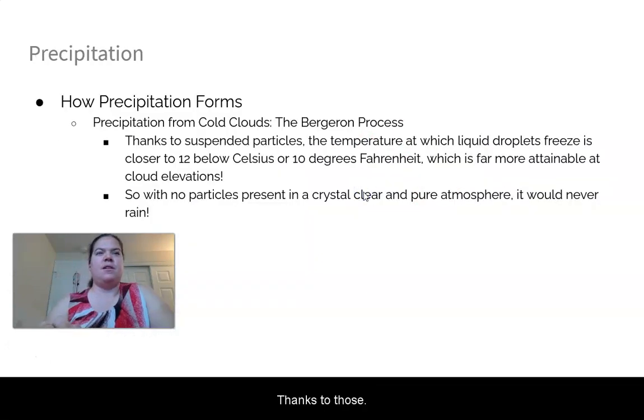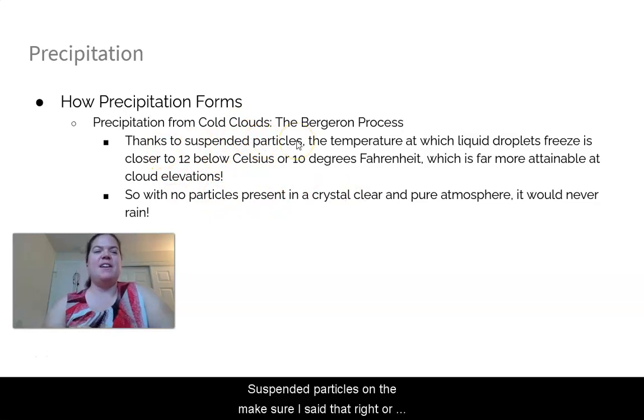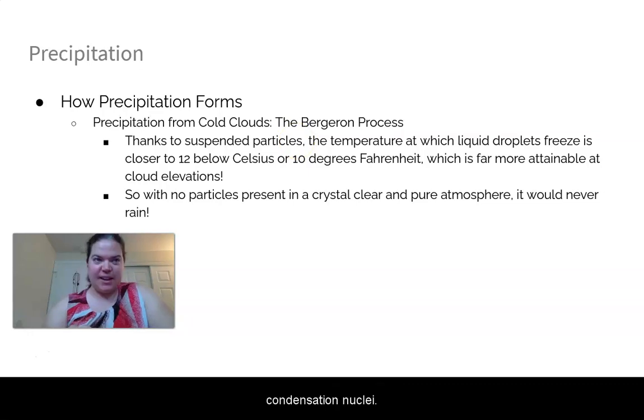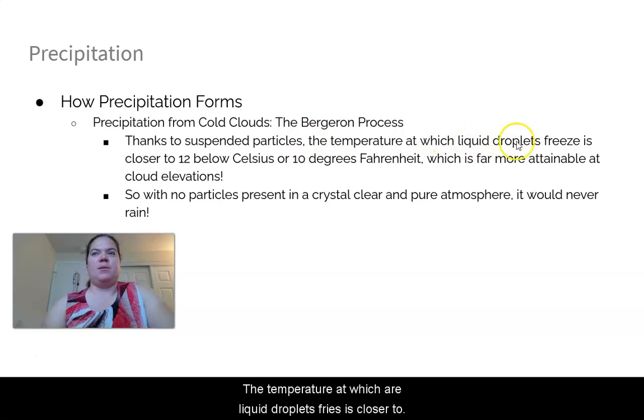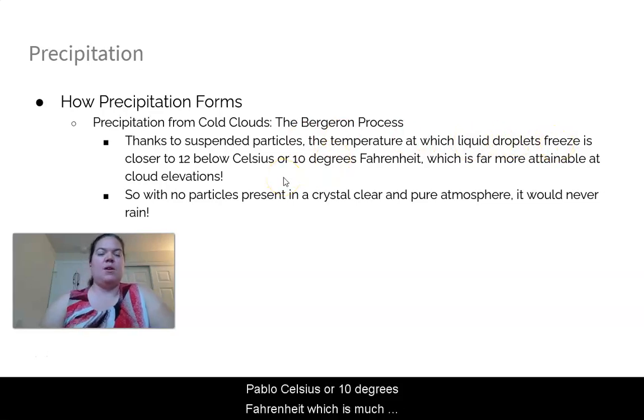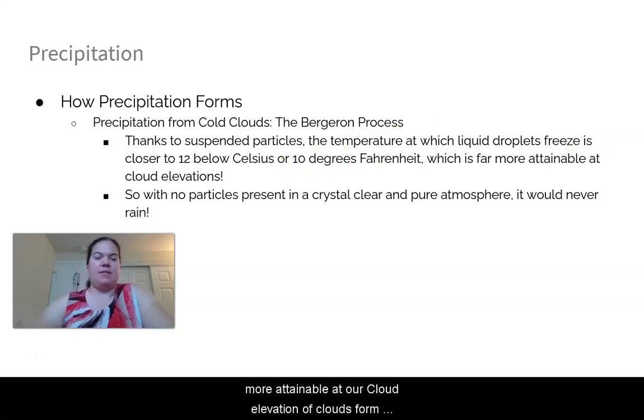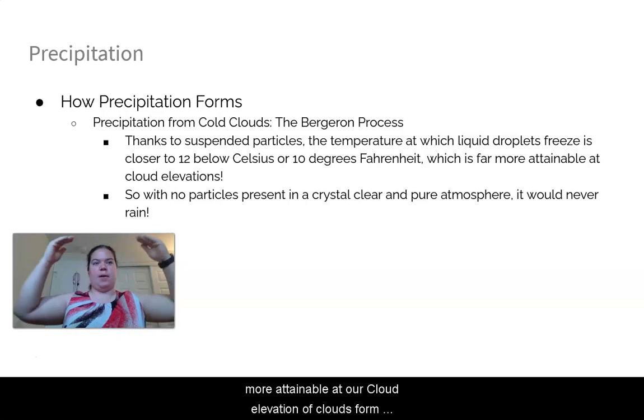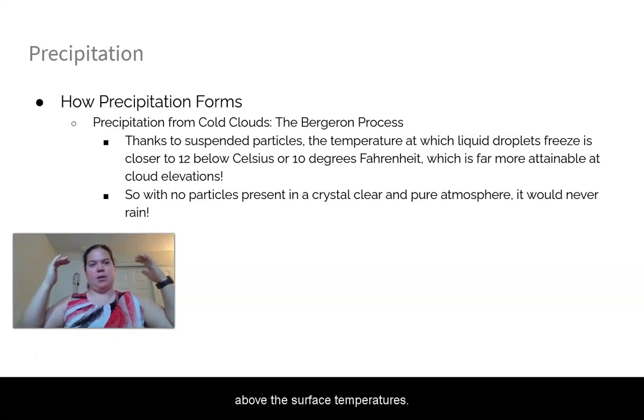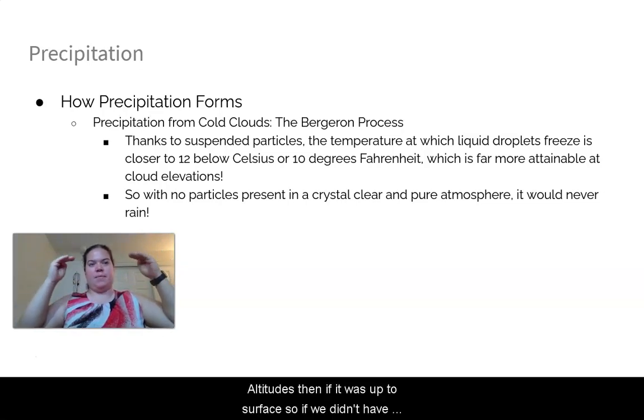So, thanks to those suspended particles, or condensation nuclei, as we call them in our textbook, the temperature at which our liquid droplets freeze is closer to 12 below Celsius or 10 degrees Fahrenheit, which is much more attainable at our cloud elevations. Remember, clouds form above the surface, so the temperature is going to be colder at those altitudes than if it was at the surface.